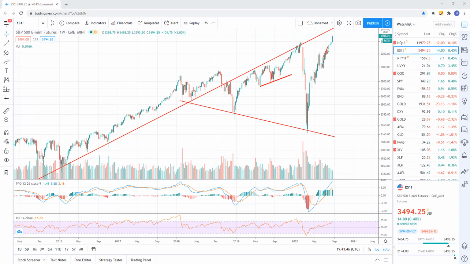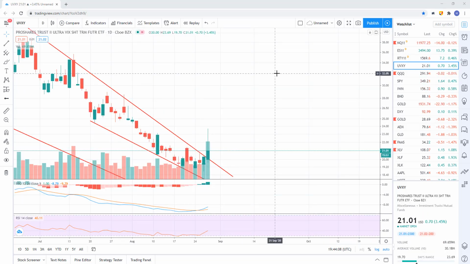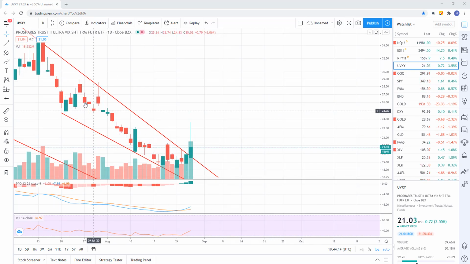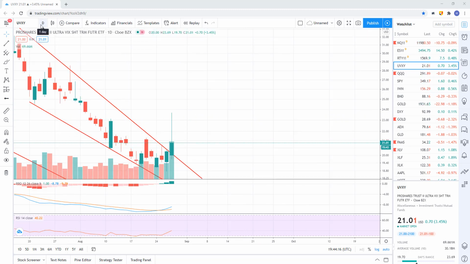So let's look at this UVXY. I pointed this out in the video the other day. I took a trade on it today. Nice profitable trade, up 10% on it. But I sold it. And here's what I was looking at.